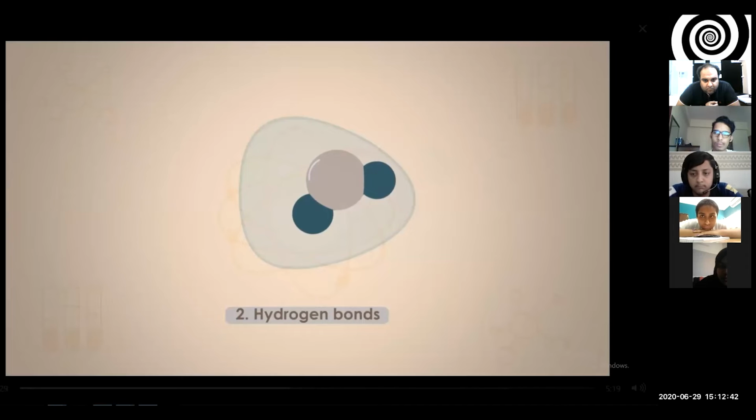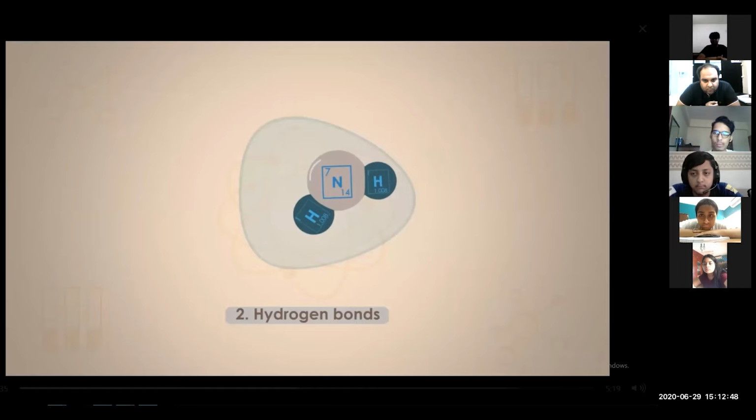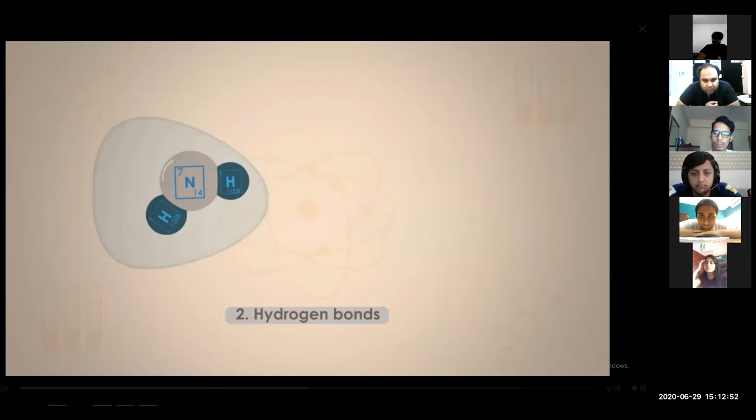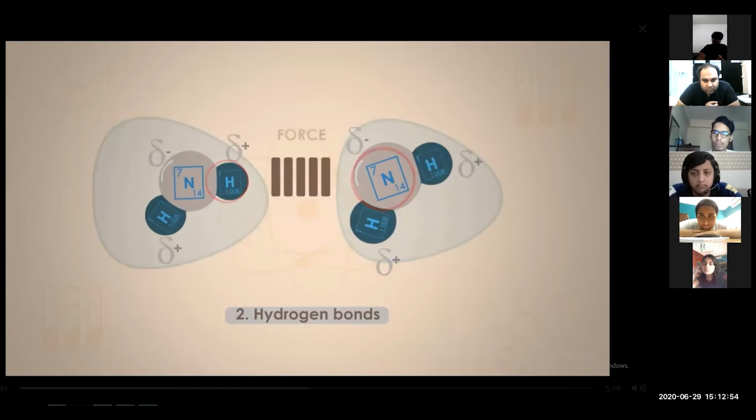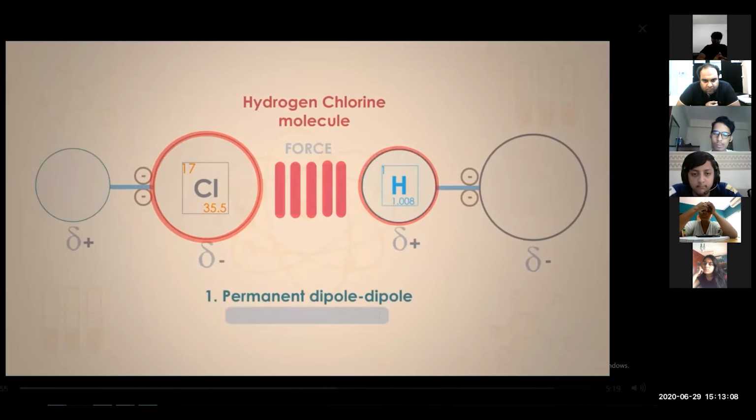The second type of intermolecular force is the hydrogen bond. The permanent dipole in a covalent bond between the hydrogen atom and the fluorine, oxygen, or nitrogen atom is particularly strong. Thus, the attraction between the electron-deficient H delta positive of one molecule and the lone pair of electrons on a fluorine, oxygen, or nitrogen atom of another molecule is much stronger than the permanent dipole-dipole attraction mentioned before between the two hydrogen chloride molecules.